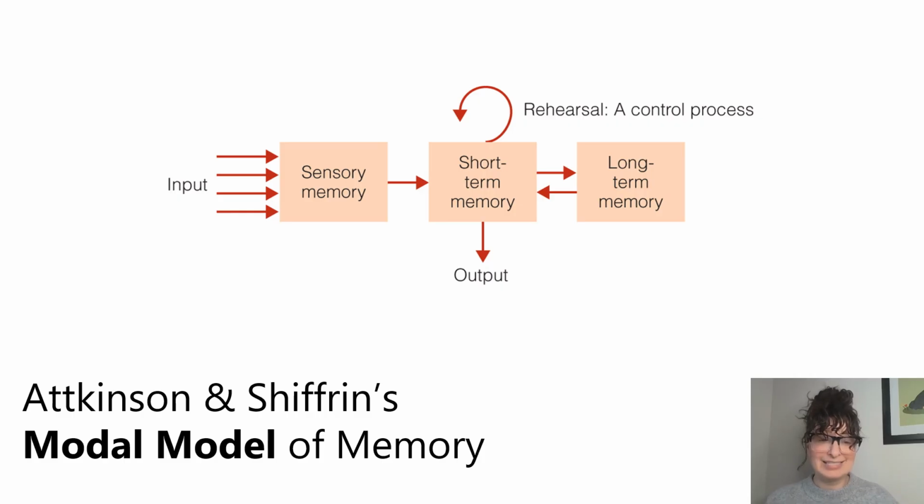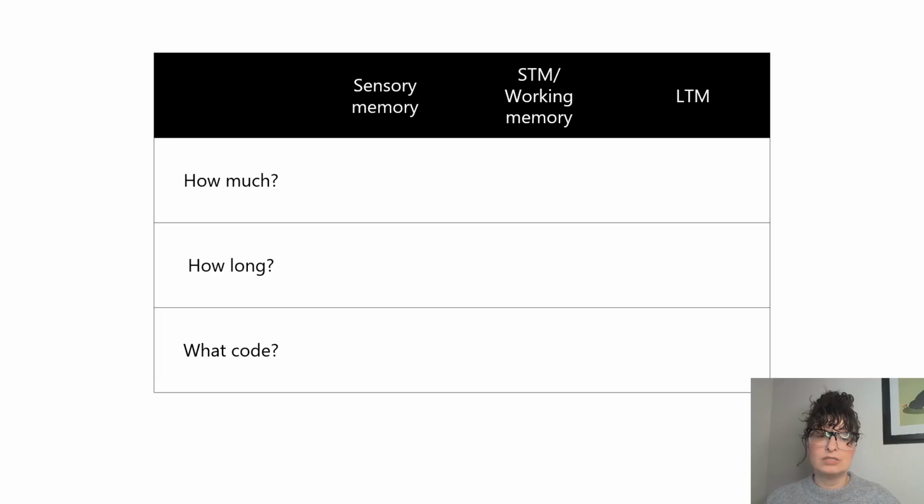Atkinson and Shiffrin's model is really interested in identifying these memory systems and characterizing them based on how long information can be stored, how much information can be stored, and what kinds of information can be stored. So for each one of these memory systems, we can ask how much, how long, what code.